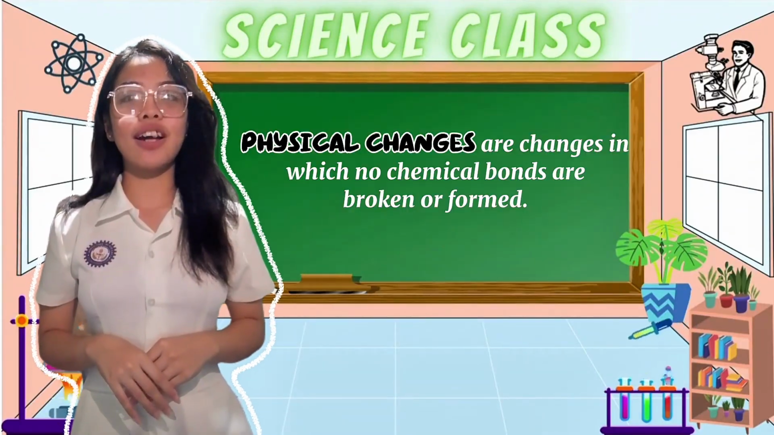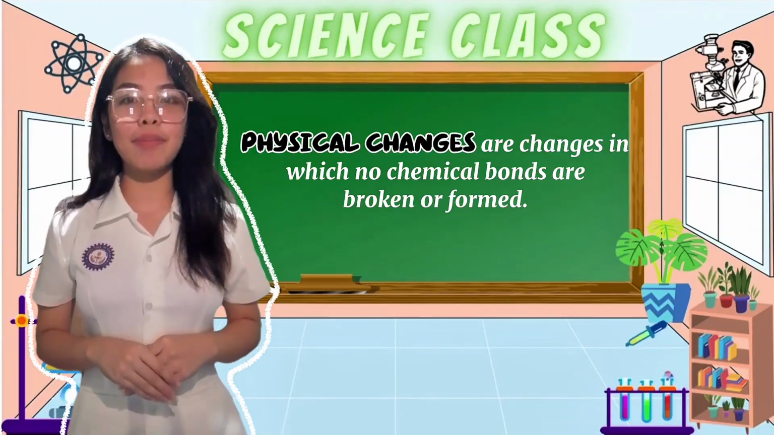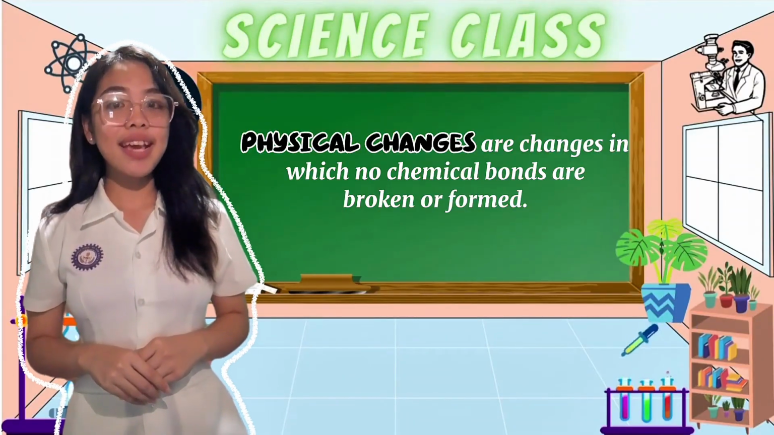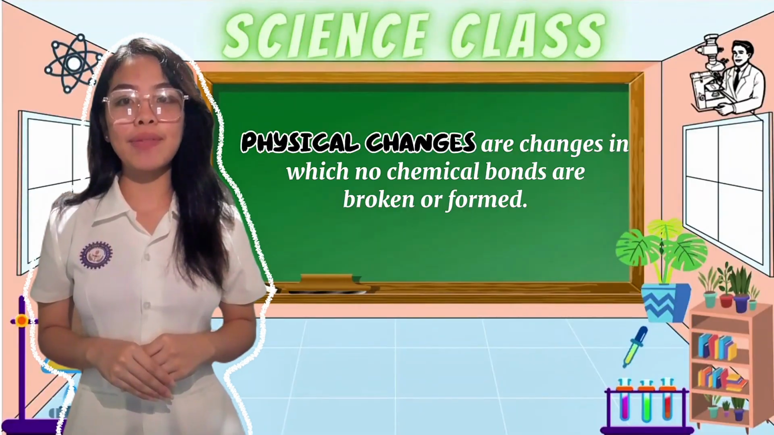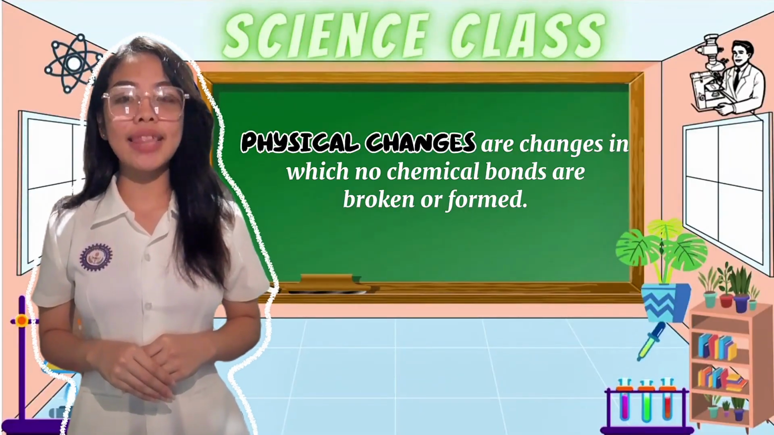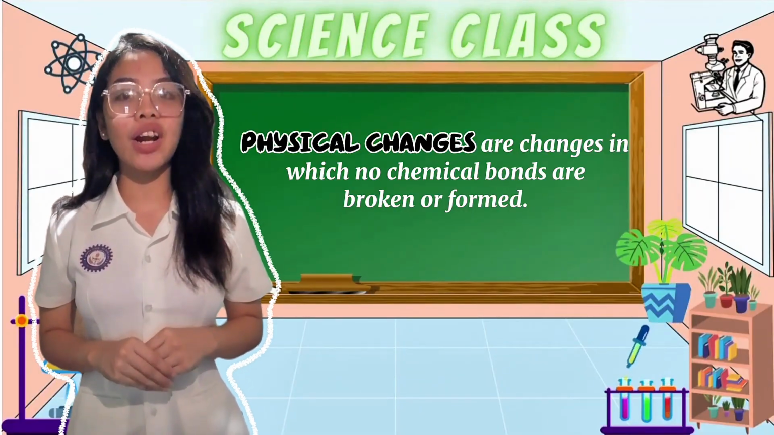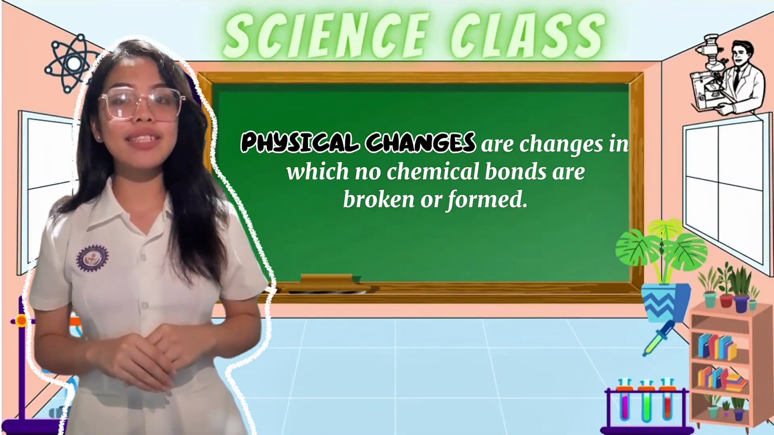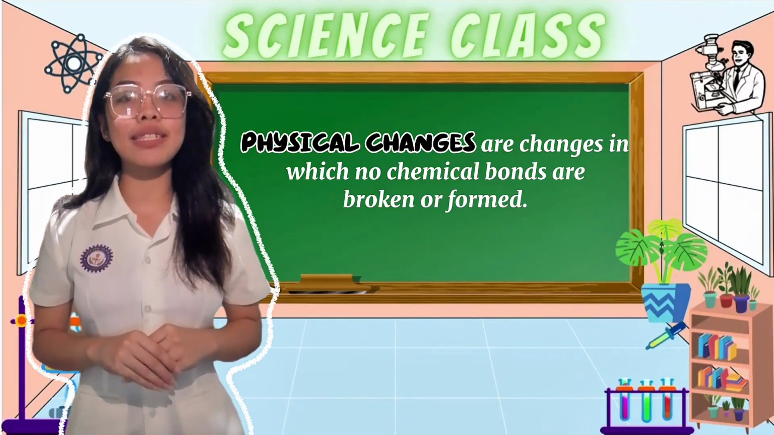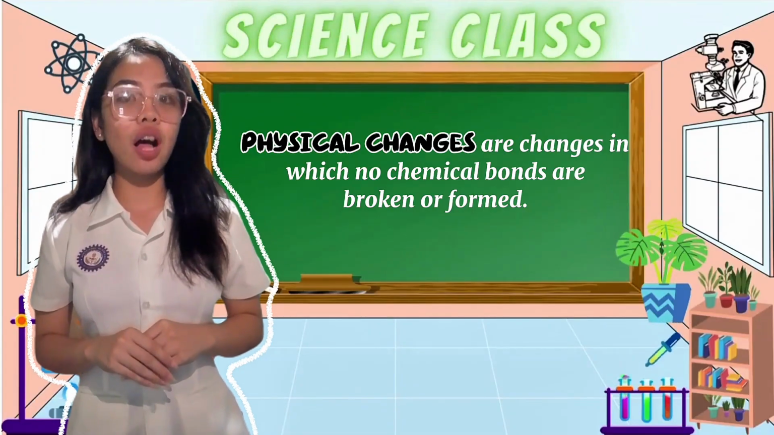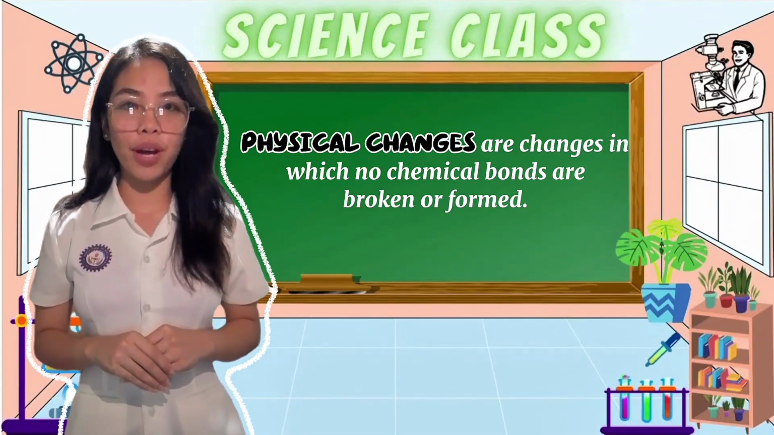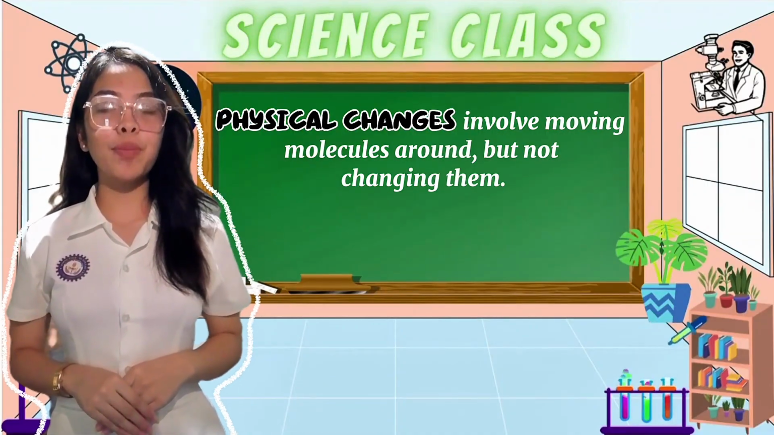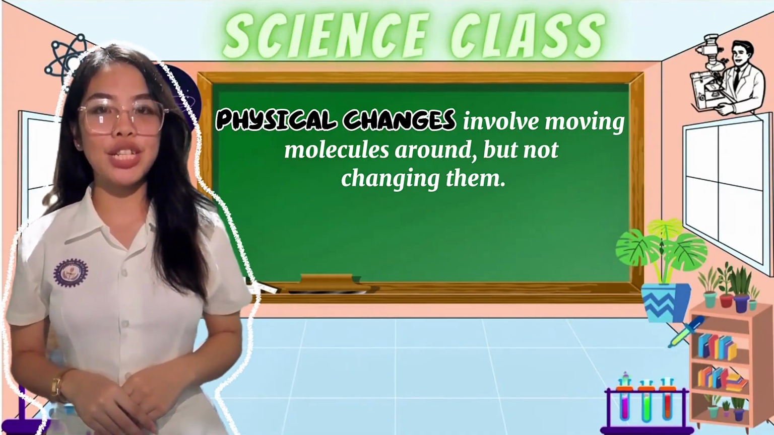Physical changes are changes in which no chemical bonds are broken or formed. This means that the same types of compounds or elements that were there at the beginning of the change are there at the end of the change. Because the ending materials are the same as the beginning materials, the properties, such as color and boiling point, will also be the same. Physical changes involve moving molecules around, but not changing them.